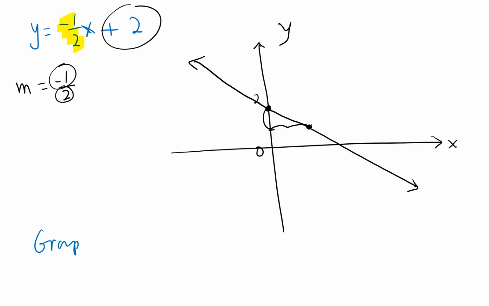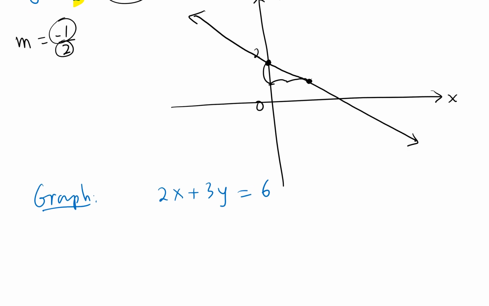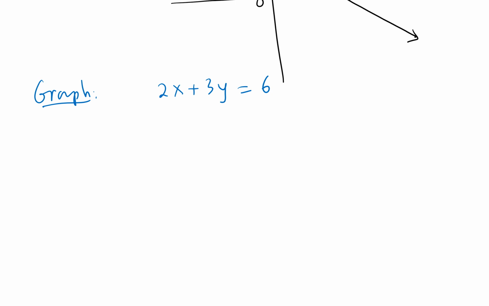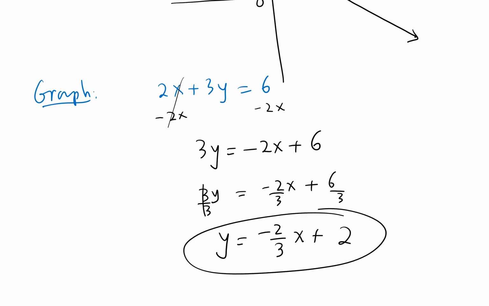How about if they ask us to graph 2x plus 3y equals 6? There are many ways to do this. You can substitute x equals 0 and get y, then take y equals 0, substitute, and get x. The other way is to simply solve for y by subtracting 2x on both sides. So 3y equals negative 2x plus 6. Then we divide each term by 3, so y equals negative 2/3 x plus 2. I rewrote it first in the slope-intercept form. That's called slope-intercept form.